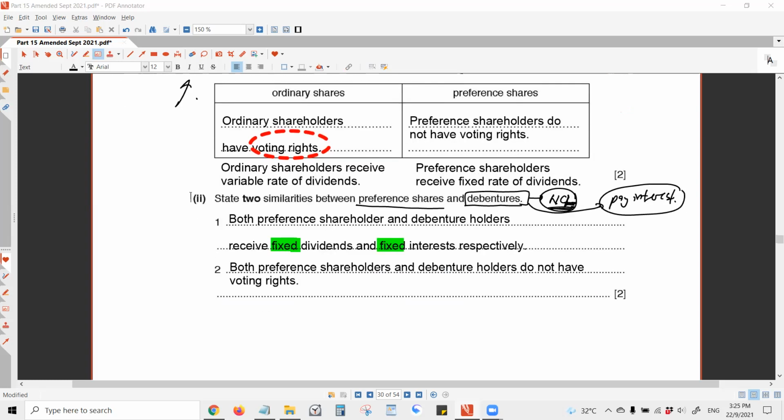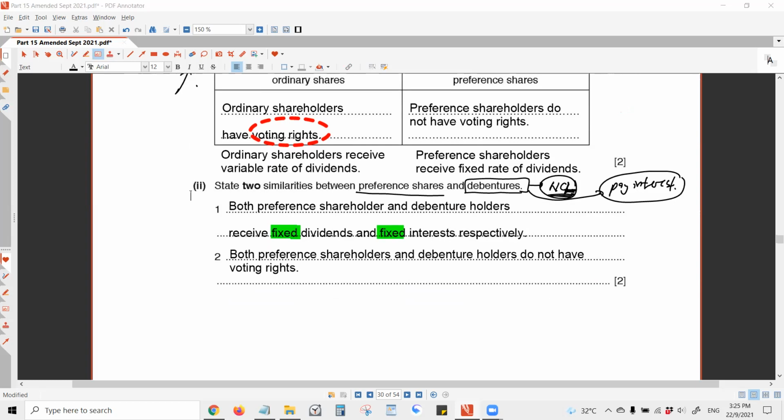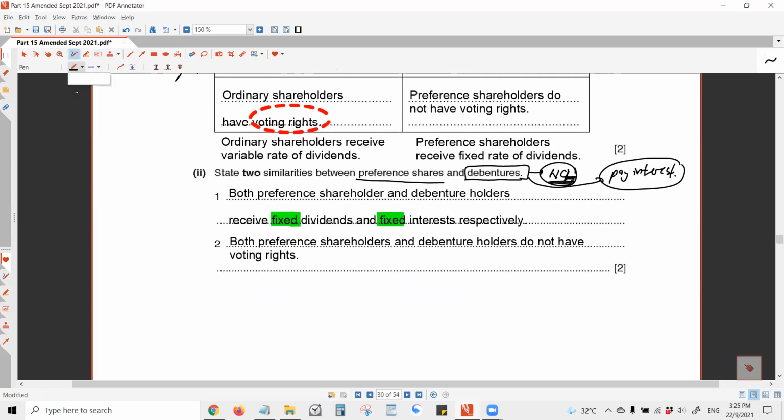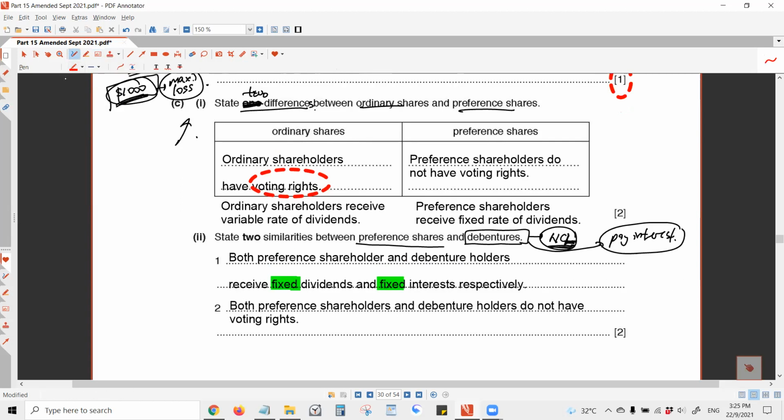Now I can explain why ordinary shareholders need to vote, but preference shareholders and debenture holders don't. Preference shareholders receive fixed dividends. It doesn't matter whether the company has done well or badly in a year, they always get fixed dividends. Do you think preference shareholders will care how well the company has been doing? Of course, they don't care.